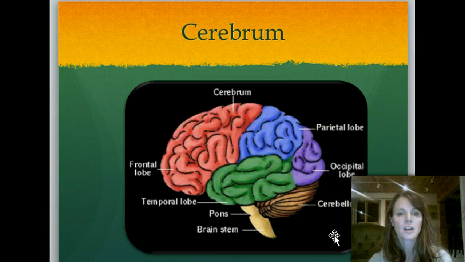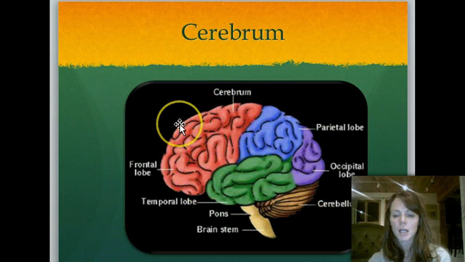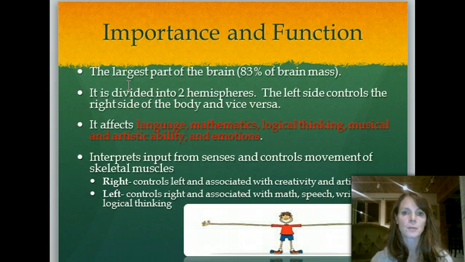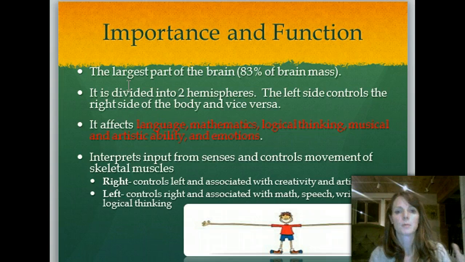Okay. Let's talk a little bit about the cerebrum. The cerebrum is kind of this pink area right here, the largest portion of the brain. It's the largest part, 83% of the brain mass. It's divided into 2 hemispheres. The left side controls the right side of the body and vice versa, which many of you have heard before. If you had some kind of a brain injury to the right side of your brain, the left side of your body would be affected, and then obviously the opposite.